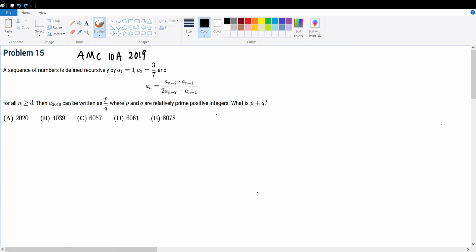AMC 10A 2019 Problem 15. We're given this recursive series, given the first two terms, and we're trying to find P plus Q, where it is written in the form of P over Q and they're relatively prime to each other.